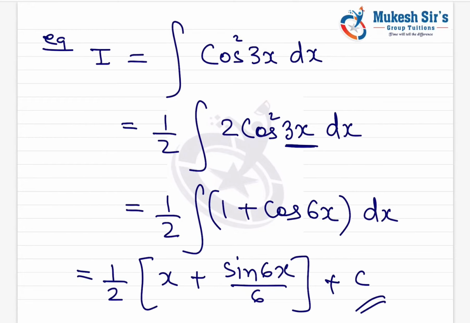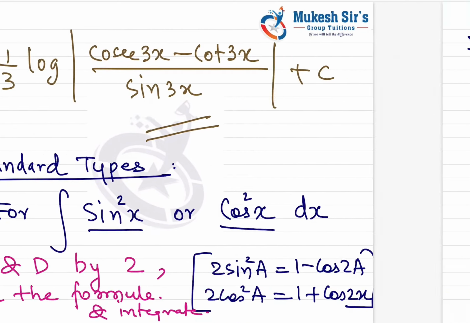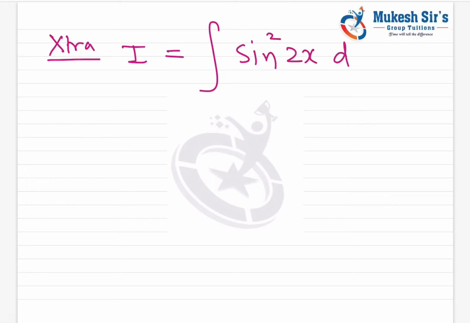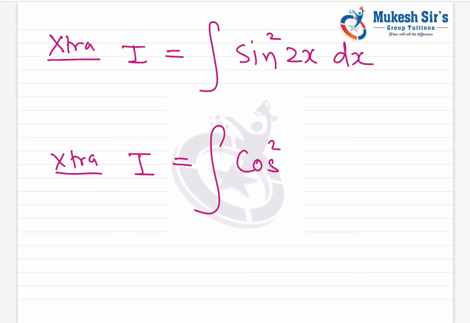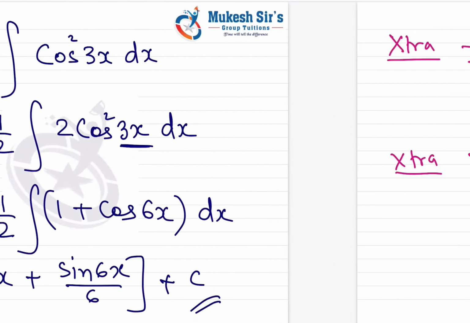Clear? So for sin square and cos square, multiply and divide by 2, use the double angle formula and then you can integrate. So please practice these questions. Integration of sin square 2x dx and integration of cos square 5x dx. Right?